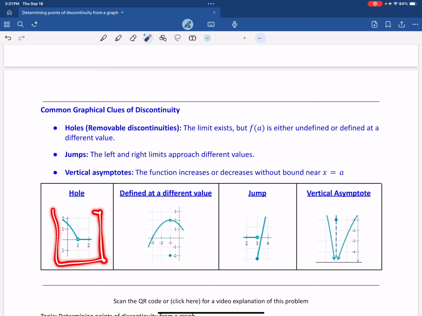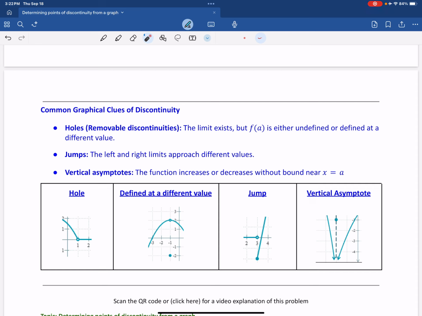This first one has a hole in the graph where the function's not defined, and it's not defined above it, below it, it's not defined anywhere. So this is just straight up a hole. So notice here that f of 1 does not exist. Since the function doesn't exist, the function is not continuous.